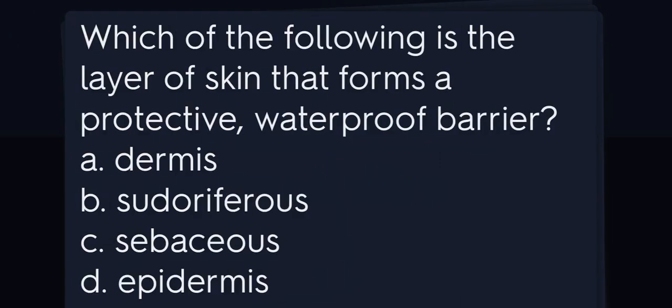Which of the following is the layer of skin that forms a protective, waterproof barrier? A. Dermis. B. Pseudophorus. C. Sebaceous. D. Epidermis. D. Epidermis.